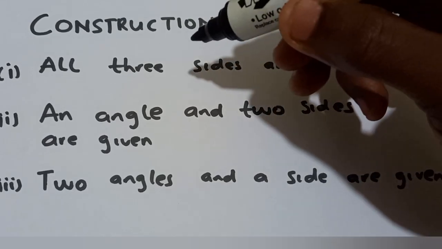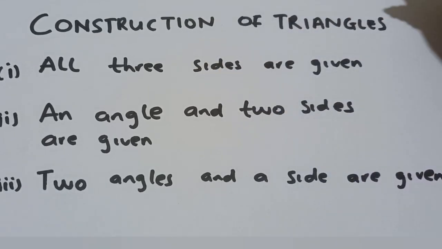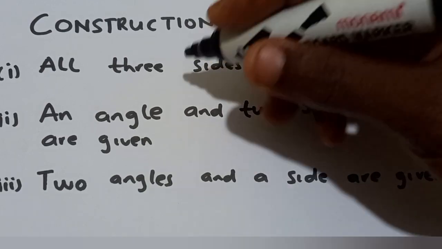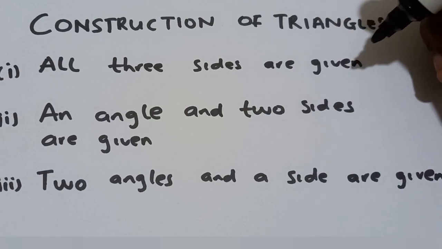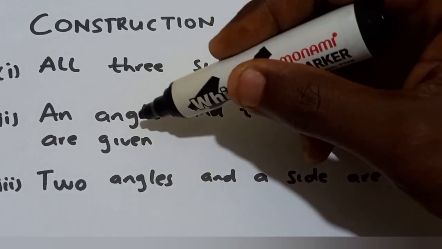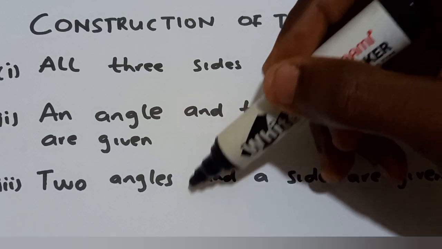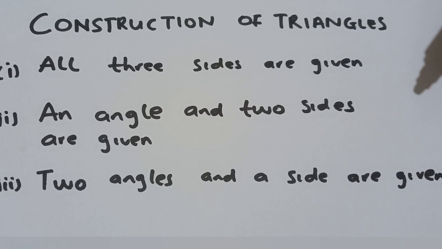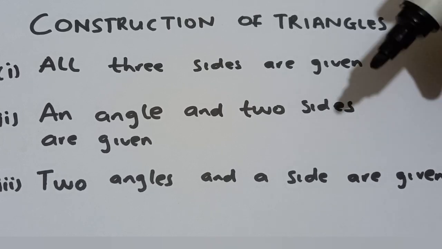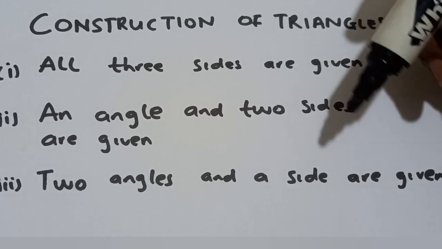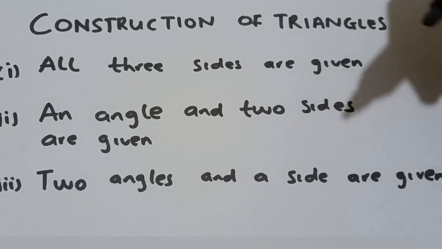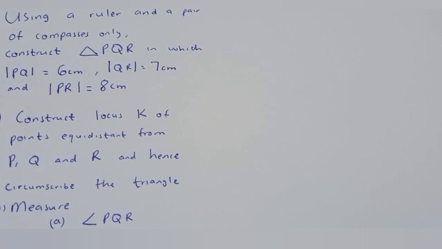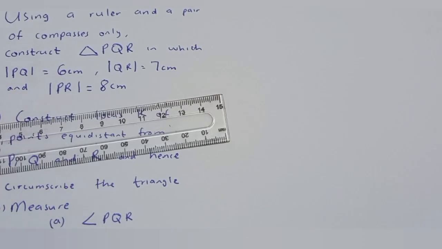In today's video, we study the construction of triangles. We know that triangles can be constructed if and only if the following are known: when the three sides are known, because a triangle is made up of three sides; or an angle and two sides are given; and the third instance is when we have two angles and one side given. So we're solving a series of examples to understand how to construct triangles when given the lines, the angles, and various parameters. Our first example, we are told to use a ruler and a pair of compasses.